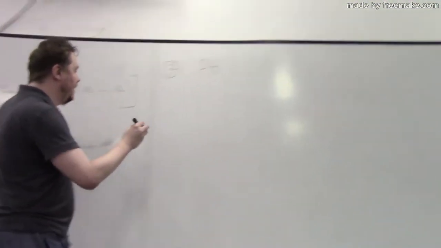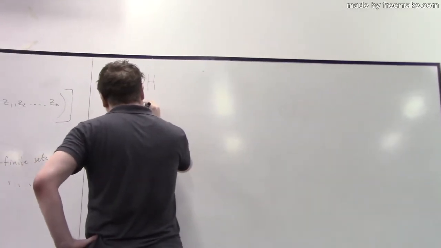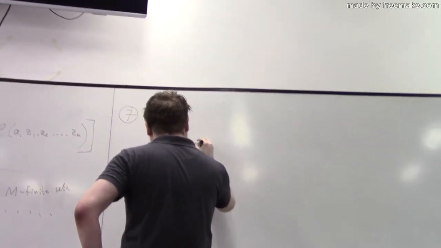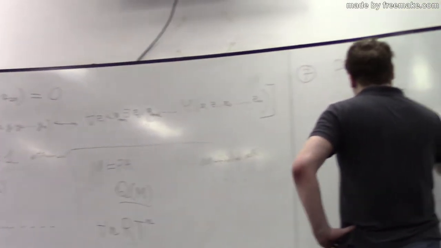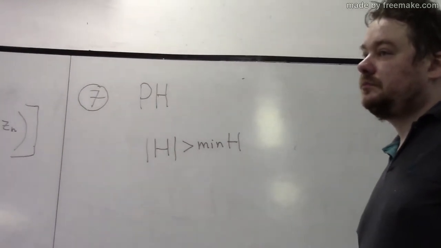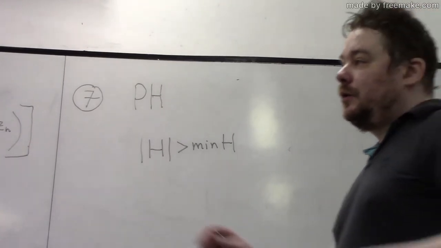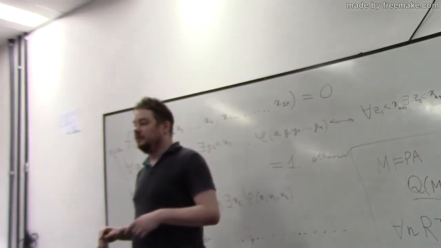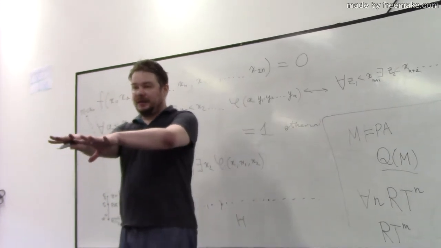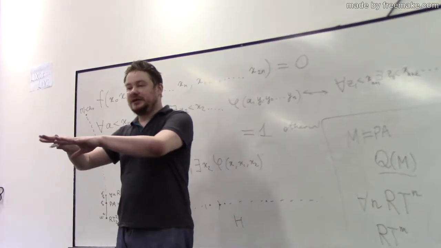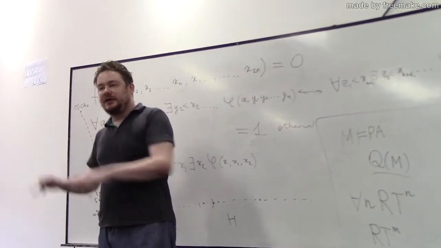So Paris-Harrington is finite Ramsey with the extra condition that the monochromatic set satisfies this. You can think of it: H is bigger than its minimum. Okay, it's a set of cardinals, right? No, this is finite Ramsey. Yes. So the monochromatic set is positioned on the right-hand side, you can say. Or it's so big that its size is bigger than its minimal element.